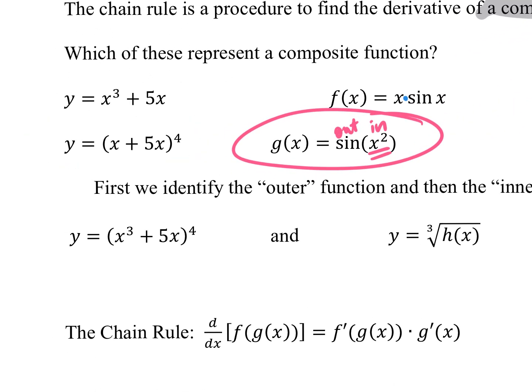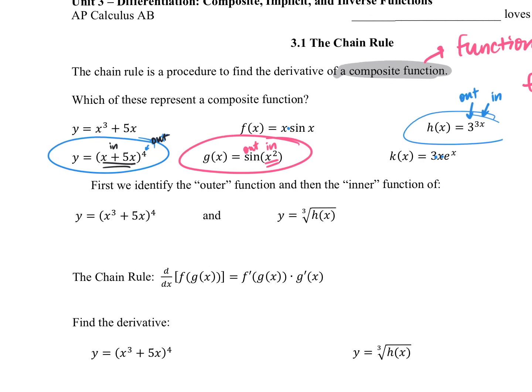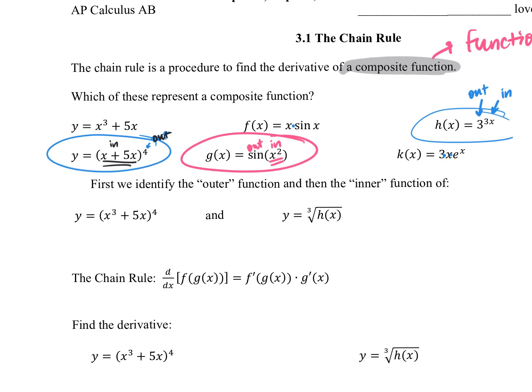It is this one. What would be my outer function? The thing to the 4th power. Exactly. This is my outer function right there. Good, you guys. We're just brainstorming. This x cubed plus 5x is the inner. Is it if it has an exponent or something? What makes it out versus in?